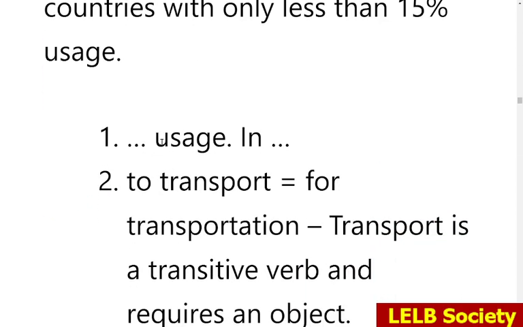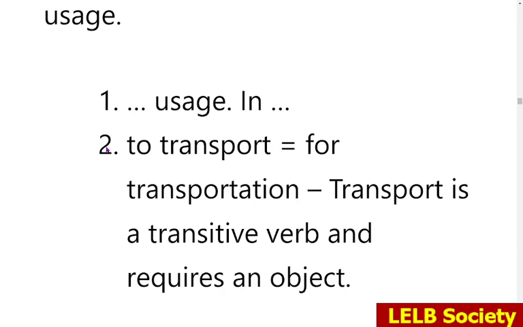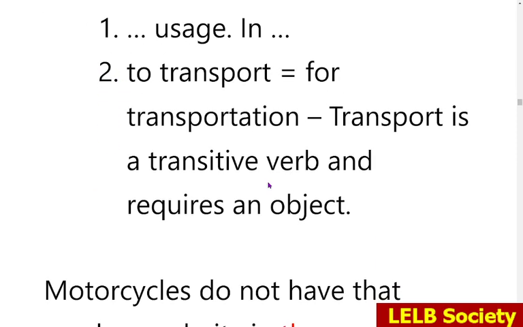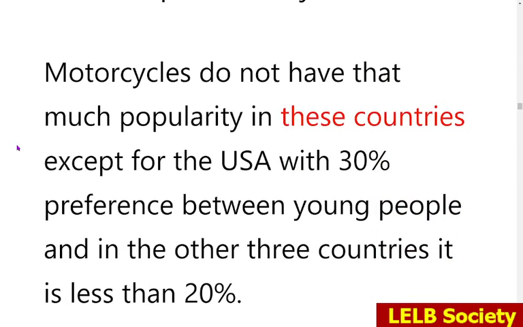So as I said, usage, full stop, and then you need to start the following sentence with a capital letter for the first word. To transport, for transportation, because transport is a transitive verb and requires an object. Okay, so this way you can perfect your grammar knowledge in the most practical way. You make some errors, and I will correct your errors, and you will learn from your errors and try to avoid repeating the same mistakes.